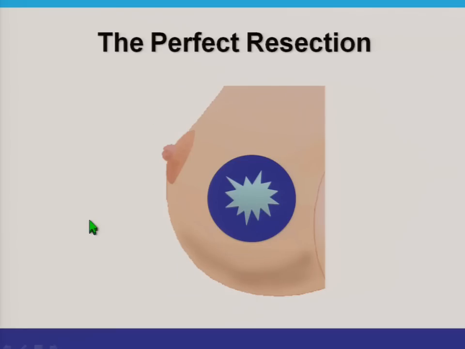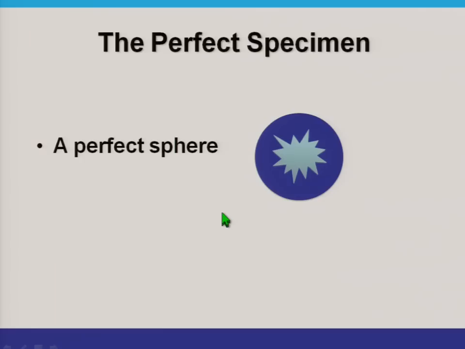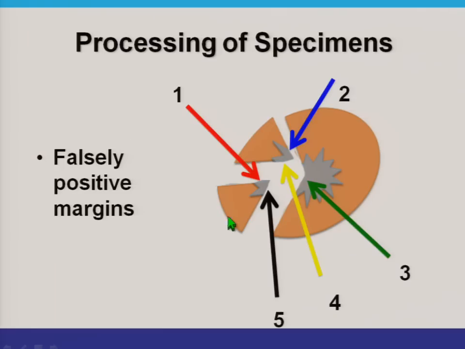This is my resection. It's always perfectly spherical. This is a perfect sphere, the perfect operation. This is what a lot of you probably do. And I have to admit, I've read about this. And so the pathologists were telling me, well, you have 5 positive margins.